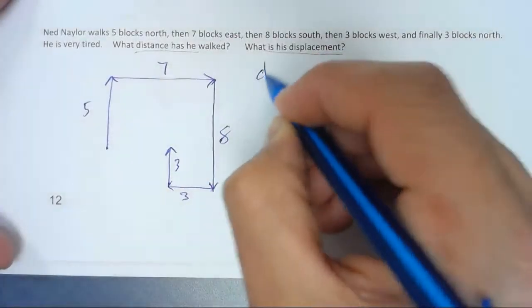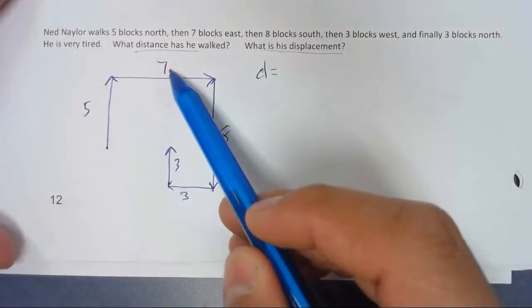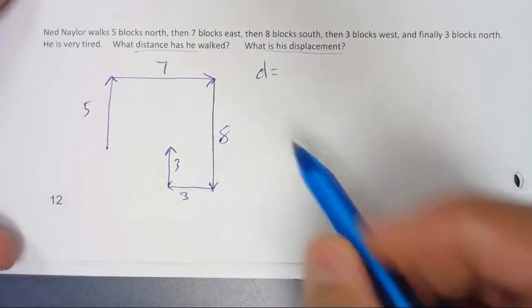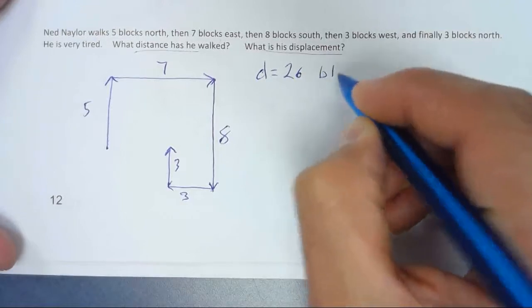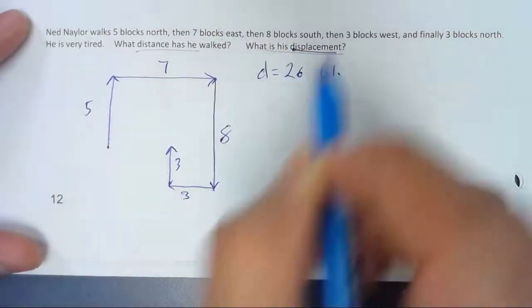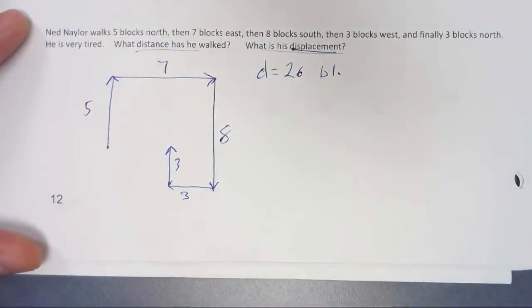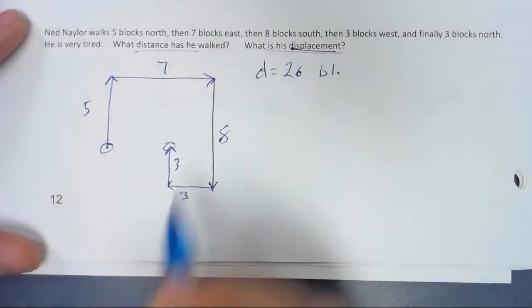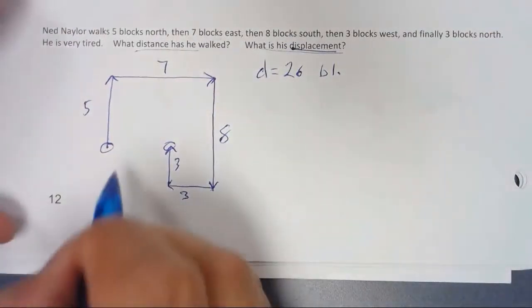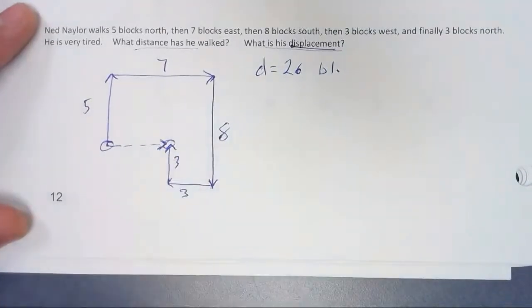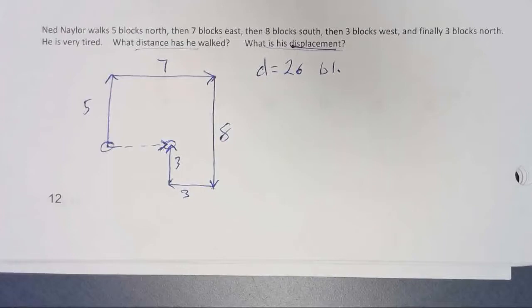So distance, we just add them up. 5 and 7 is 12, plus 8 is 20, plus 3 is 23, plus 3 is 26. His distance he walked was 26 blocks. Displacement, second question. Displacement, once again, if you know this definition, you can't get it wrong. It's the straight line distance and the direction from the beginning to the end of the trip. And if you drew your picture carefully, you'll see that from the beginning to the end is actually a straight horizontal line, which makes this a lot easier.